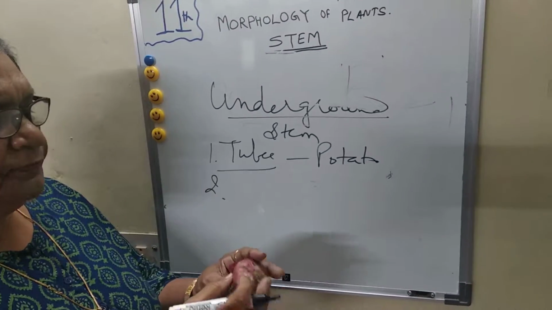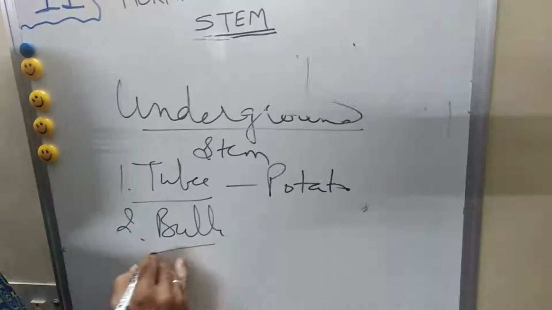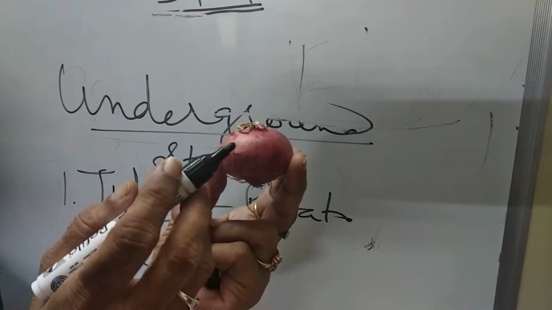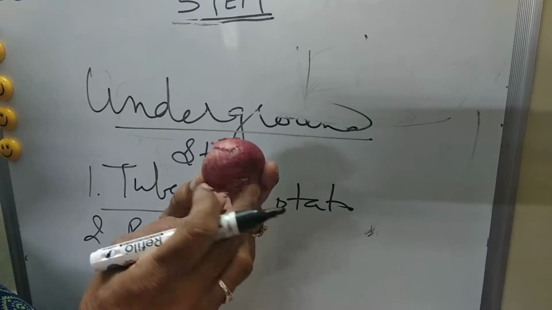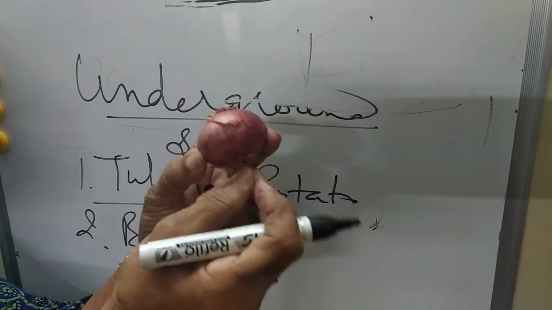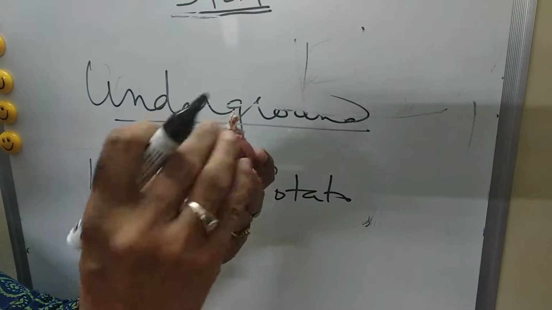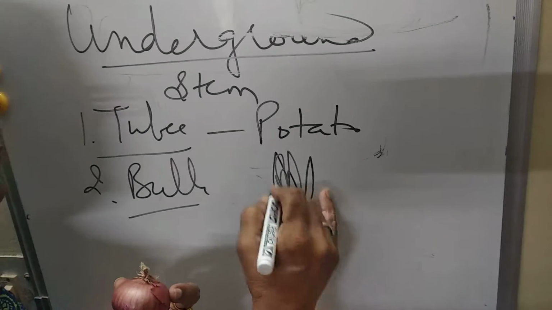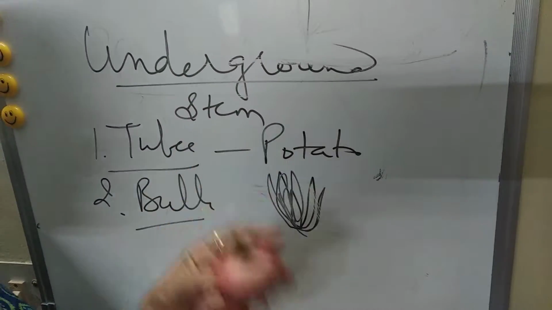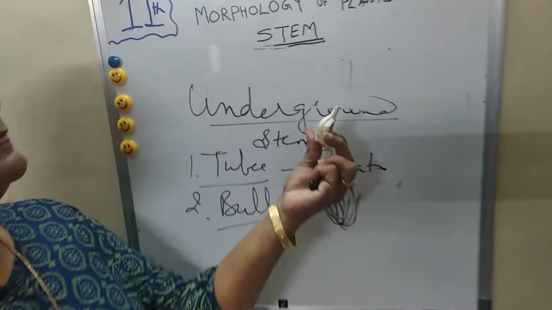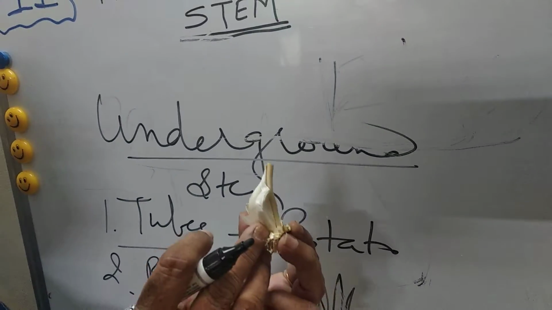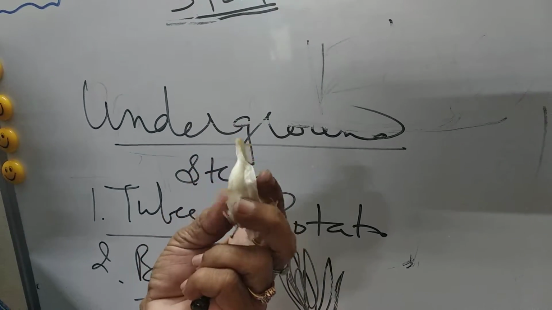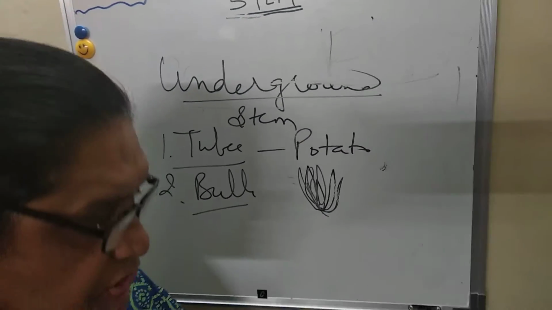Second is called a bulb. Now see the bulb. The bulb is spherical in shape, like an onion. The outer brown cover is called tunic. In this case also, these are the adventitious roots, and inside they are actually the buds. The structure is like this. The foliage leaves are meant for storage. Similarly, another example of the bulb is garlic, with adventitious roots and bulblets. But they are all underground stems having internode structures.